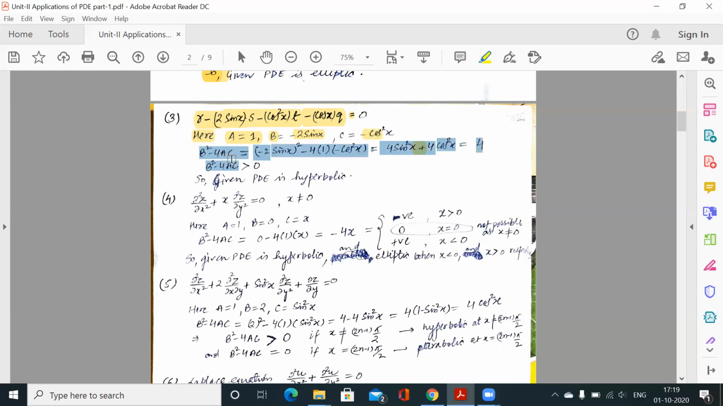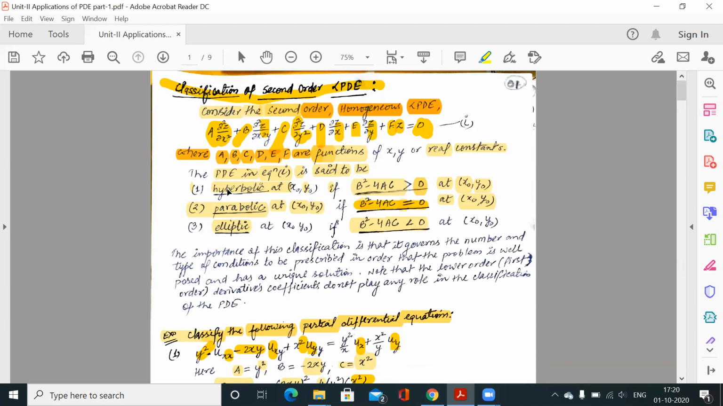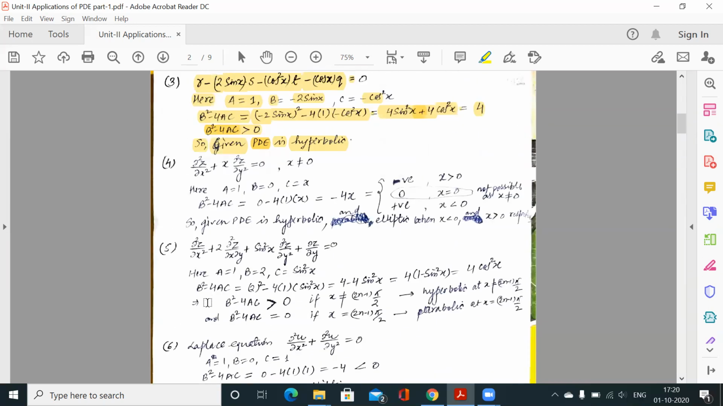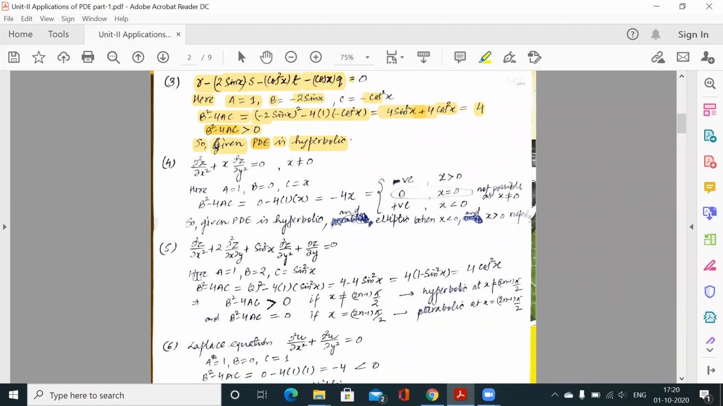Now calculating b square minus 4ac. This will come to sin square x cos square x. So after taking 4 common, this will be plus 4. So plus 4 is always positive. That means this is greater than 0, and greater than 0 means it is hyperbolic. So whenever we get b square minus 4ac greater than 0, it corresponds to the hyperbolic case.